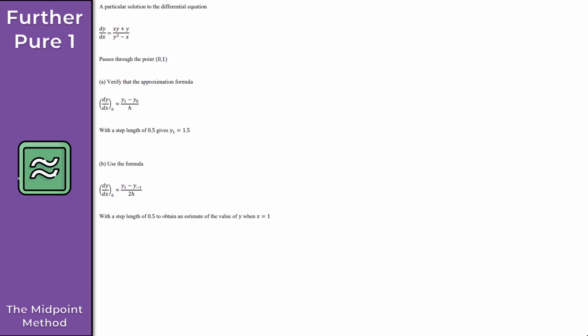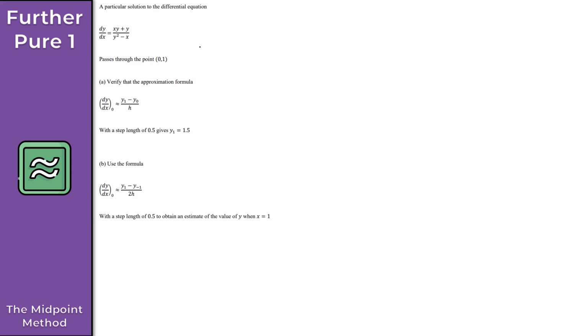So let's just have a go then at this one practice question here for the midpoint method. For this question, we're told that a particular solution to this given differential equation passes through the point 0, 1. Now for the first part of this question, we need to verify that the approximation formula given here with a step length of 0.5 gives y1 is equal to 1.5. So for the first part of this question anyway, this is just simply an application of Euler's method.